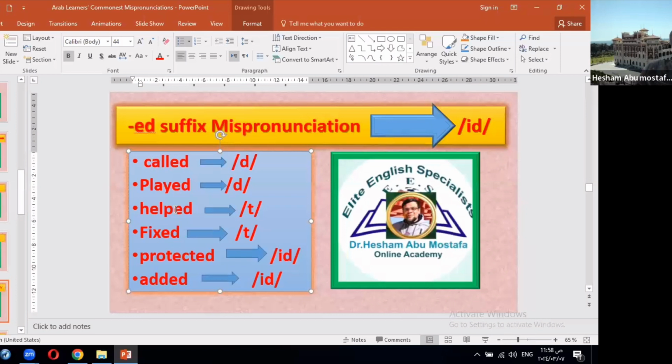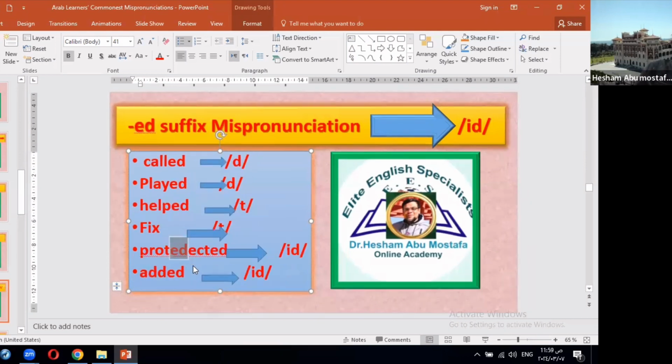When it's preceded by a voiceless consonant, it's pronounced t. Helped, fixed, fixed. Okay, so here it makes one sound.